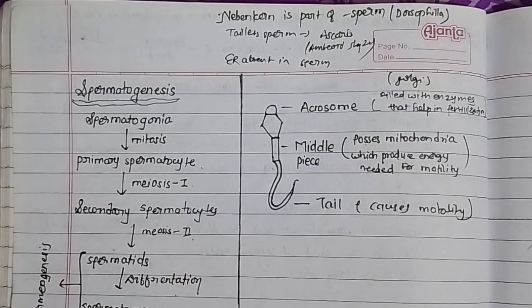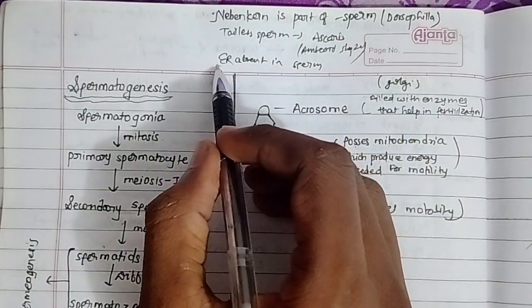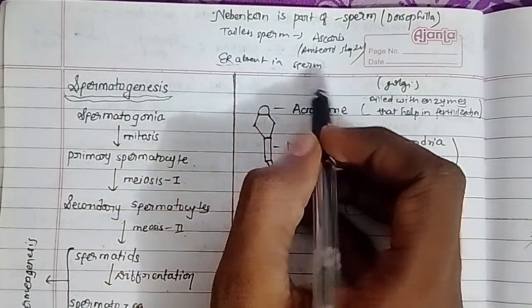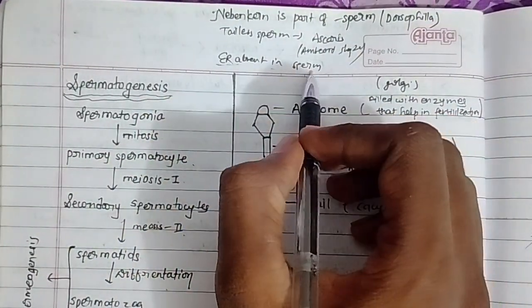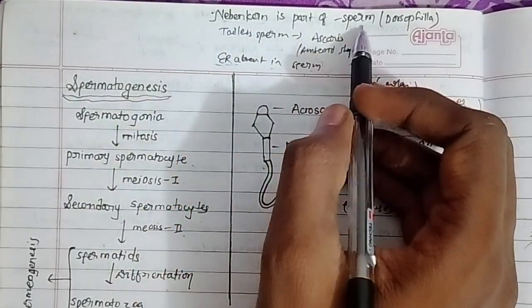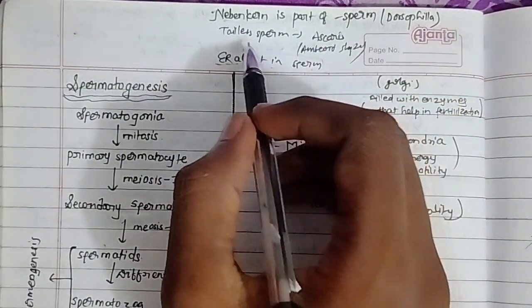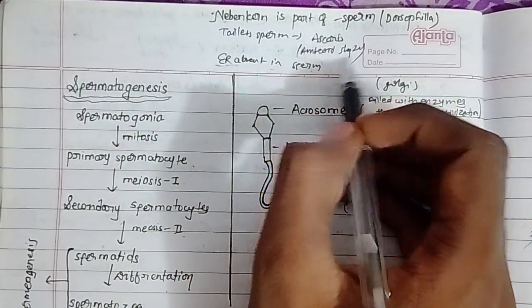If someone asks you, very important, ER is absent in sperm. We need to remember it. Endoplasmic reticulum is absent in sperm, and it is never a part of the sperm of Drosophila. Okay, and tailless sperm is found in Ascaris.